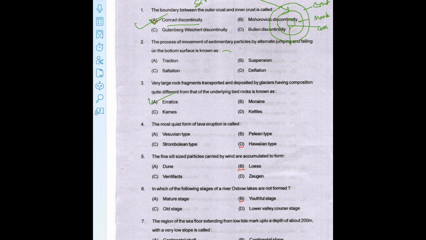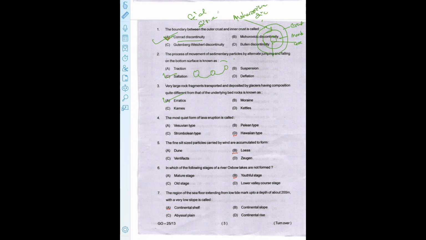Now we will switch over to the next question, number 2. The question is, the process of movement of sedimentary particles by alternate jumping and falling on the bottom surface is known as. The correct answer will be saltation, because saltation involves jumping of rock particles through movement during transport, and this jumping takes place in a series like this. So the correct answer will be saltation.